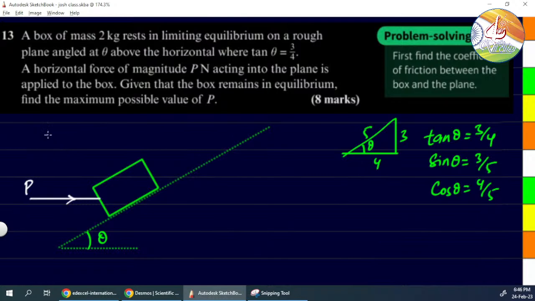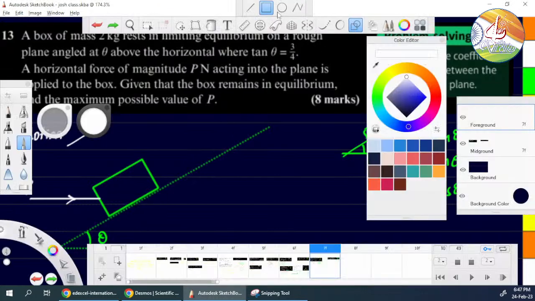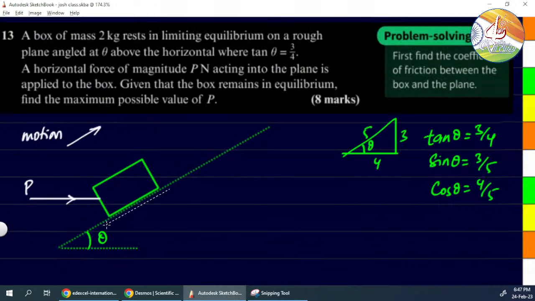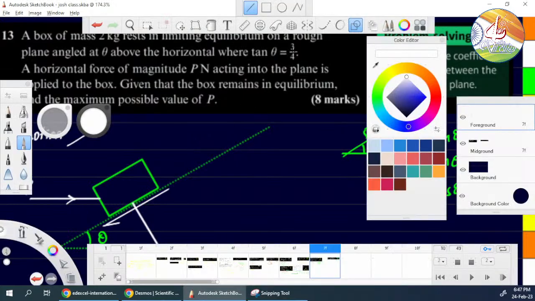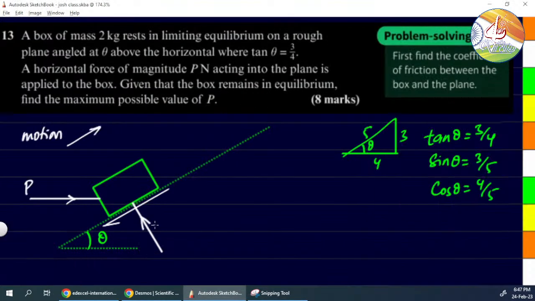If the P value is maximum, motion will happen upwards, right? Motion will happen in the upward direction. So friction will act in the downward direction. Normal reaction will always act perpendicular, so this is the normal reaction. Because it is given that the box remains in equilibrium and the value of P is max, that means motion will be tending on the upper side.